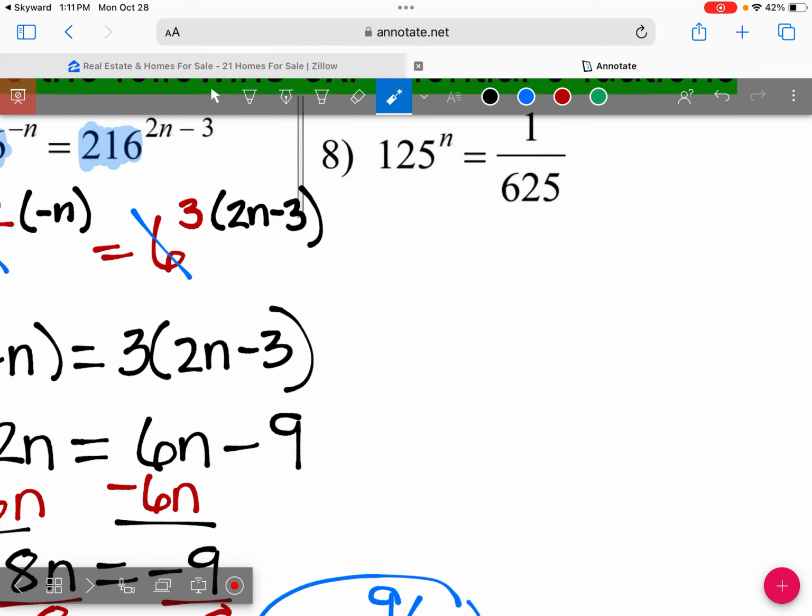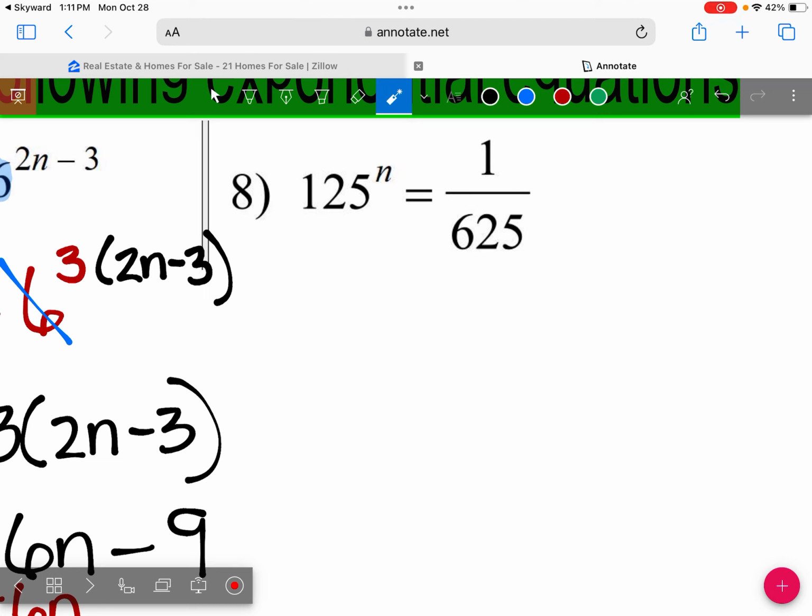Okay, so now let's look at question number 8. My base is 5. Go ahead, use your calculator, figure out what your exponent would be. How many times do you multiply 5 to get to 125? No, not 5 times. That's too many times. Not 4 times. 3 times. 5 to the power of 3, and then I have my n. And that equals, now we have a fraction.